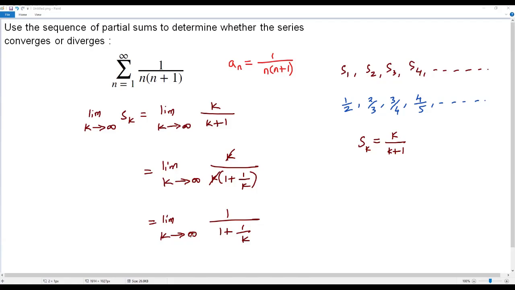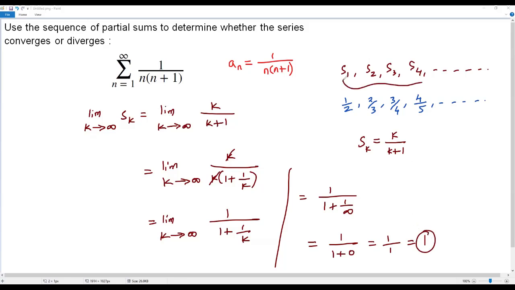Now we can plug in this limit for k. So I'm getting 1 over 1 plus 1 over infinity. Whenever I divide a finite, non-zero number by infinity, it always results in 0. That is, the value of 1 over infinity is 0. So we get 1 over 1 plus 0, which is just 1. So when I evaluate the limit as k approaches infinity of Sk, I am getting a finite value 1. So clearly the sequence formed with the partial sums converges to a finite value 1.